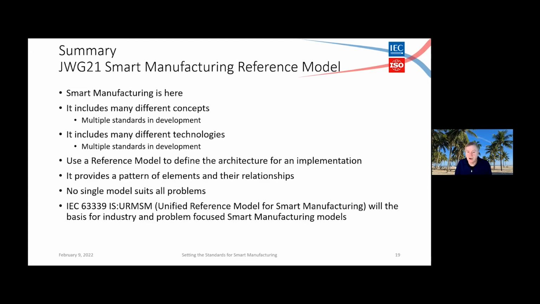You should be able to get a copy of this. I do admit it's a standard. It's not an easy thing to read, but comments are definitely appreciated.